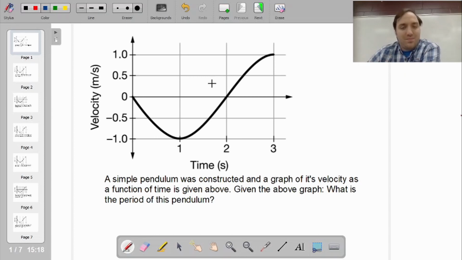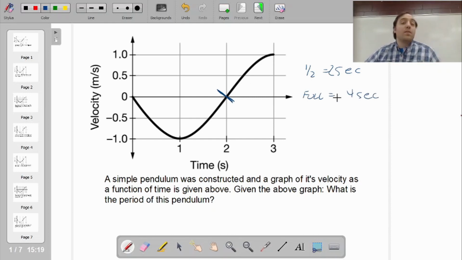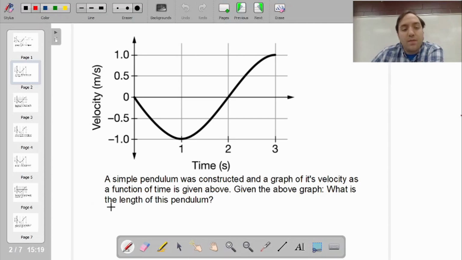But the simplest and most common way I typically do it is I go, well, I have half of a bump here. 0 back is 1/2 of it. Half happens in 2 seconds, so if 1/2 equals 2 sec, multiply both sides by 2, a full equals 4 sec. So my period would be 4 seconds. Regardless of how you go about it, the information here is your ability to read a graph and interpret it. The next question asks, what is the length of the pendulum?